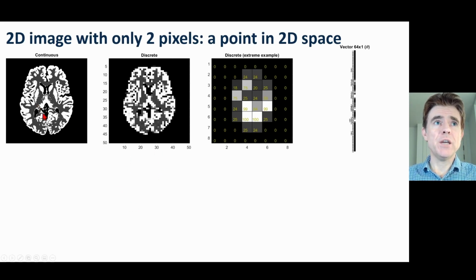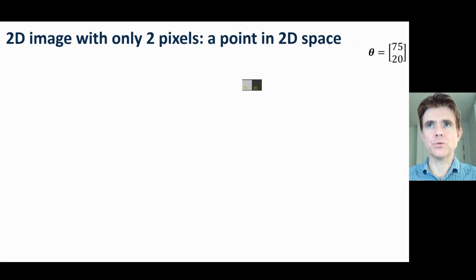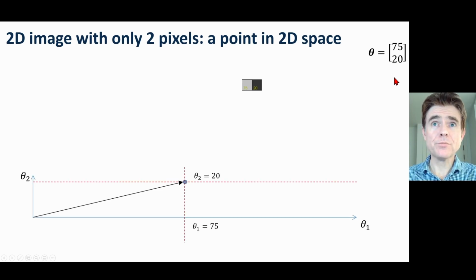So here we've got the continuous function representation. Here we've got 50 by 50, here we've got 8 by 8. Now let's go one step further and just consider 2 pixels, okay? So I'm just going to consider a pixel value of 75 here and a pixel value of 20. So that's just a 2 by 1 column vector, back to θ now. So of course, that's just, if you like, a coordinate. A vector is pointing to a coordinate in a vector space.